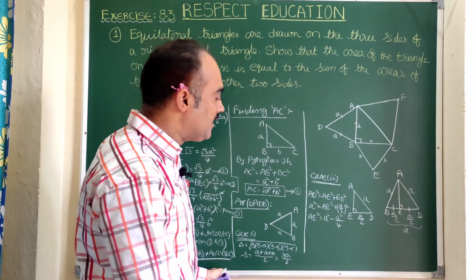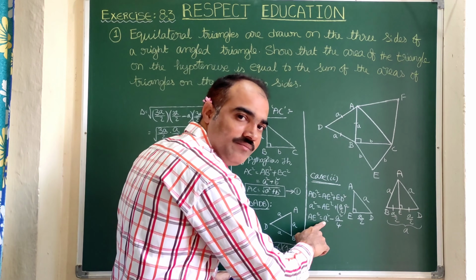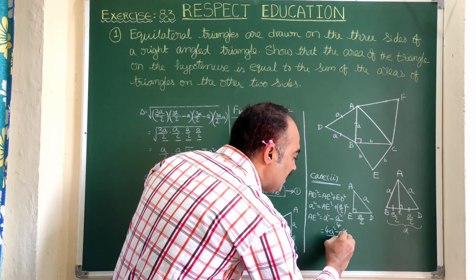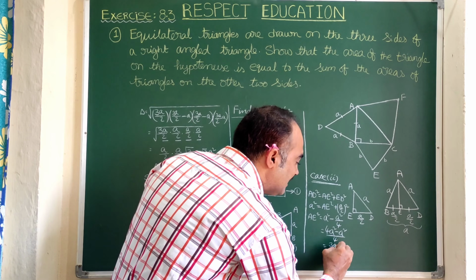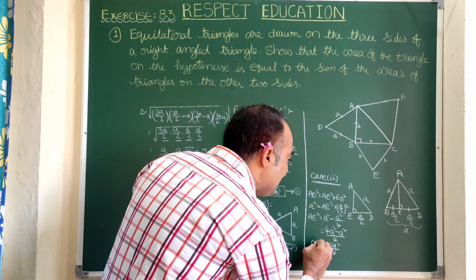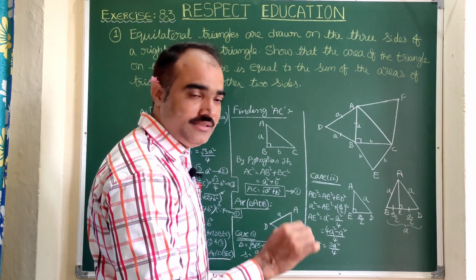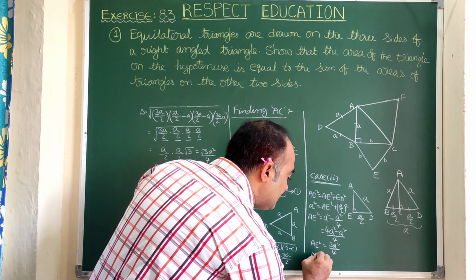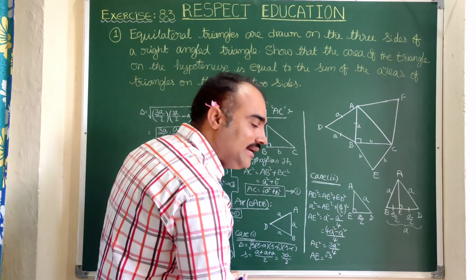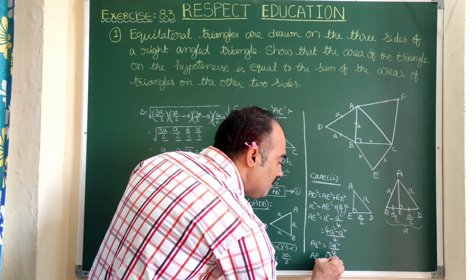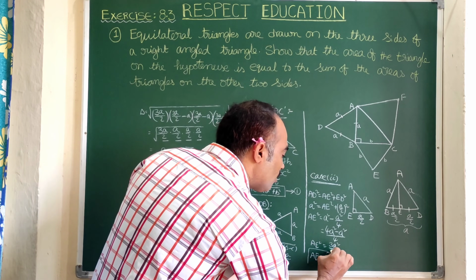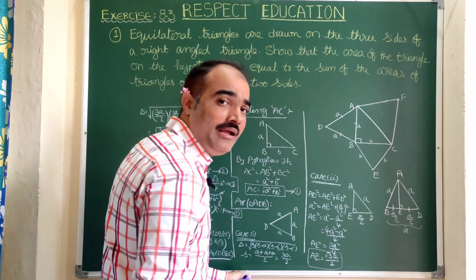Right. On taking LCM, 4 into a square, it is 4a square minus a square by 4. It is 3a square by 4. This is the value of AE square. Right? Now I want only AE. Let us take the square root. Then 3 becomes root 3, square root of a square becomes a, and square root of 4 becomes 2. So here you understand, the AE value is root 3a by 2.